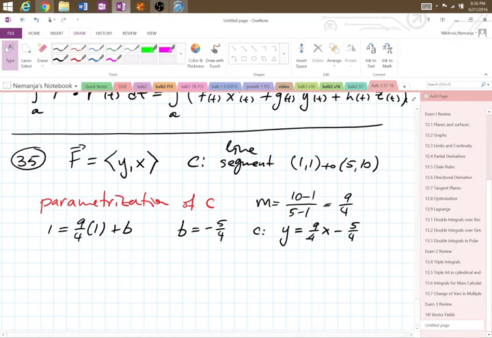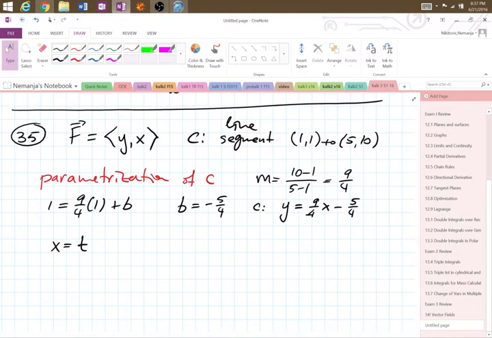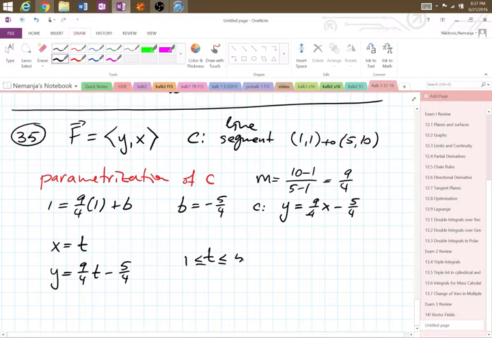Now we also have to make sure that we start at (1, 1) and end at (5, 10), so we have to end it somewhere. But first we make a parametrization. x is equal to t, as I said, standard stuff. So if x is equal to t, then y is immediately 9 quarters t minus 5 quarters. And since x is equal to t and x goes from 1 to 5, then t must go from 1 to 5. Not always going to be the same, but in this case it was.